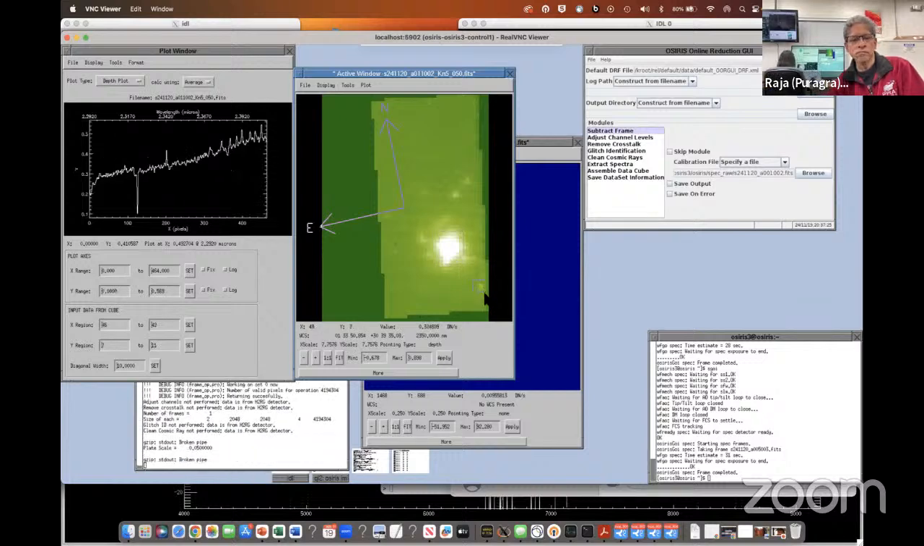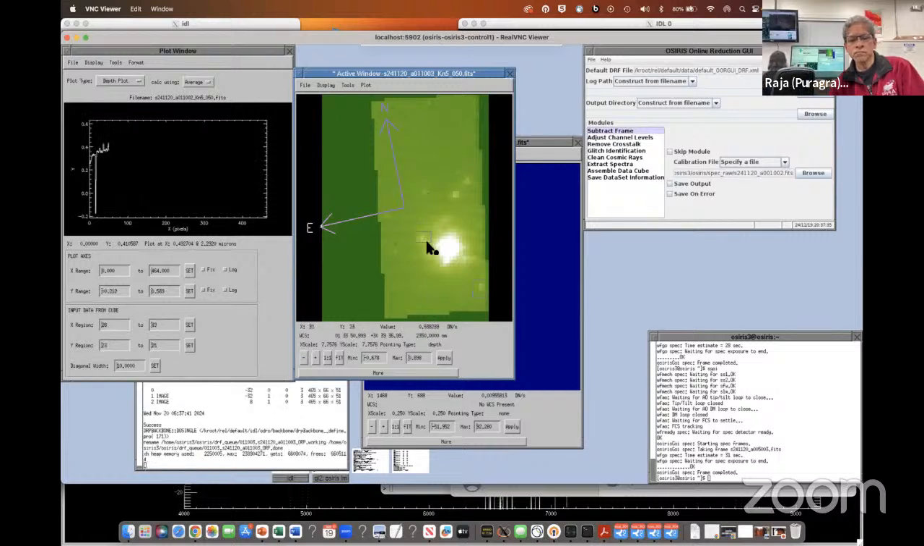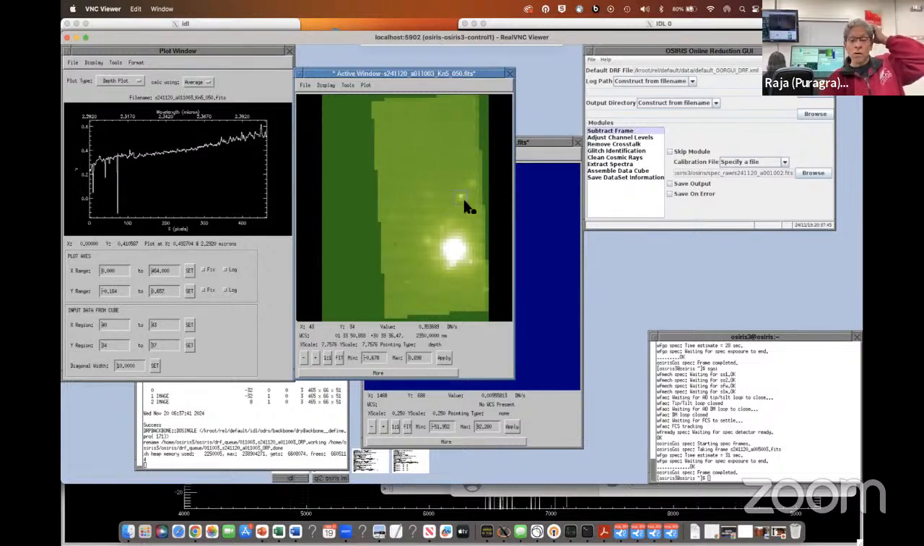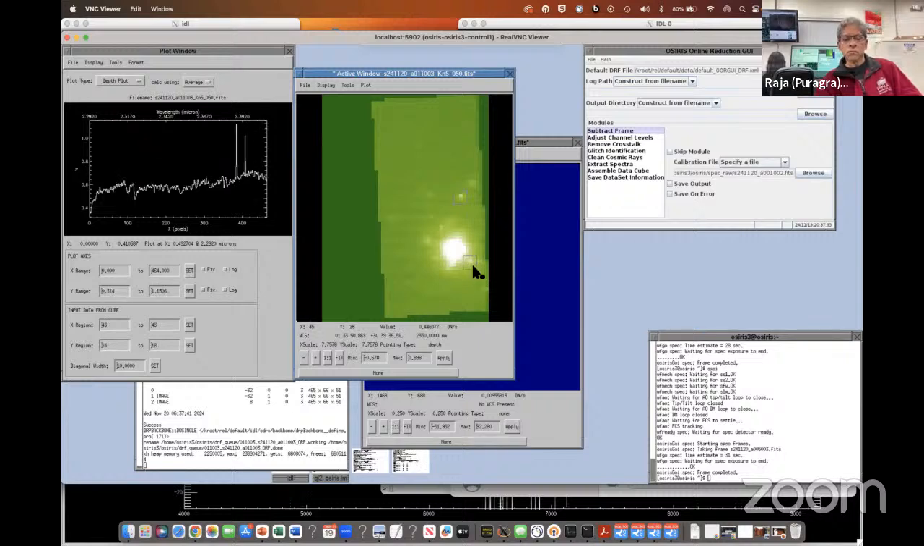Sherry, I just sent you a quick screenshot of my finding chart. So currently, according to my offsets, I think I chose the center of the box on the left as our new position. So yeah, I thought that was correct.